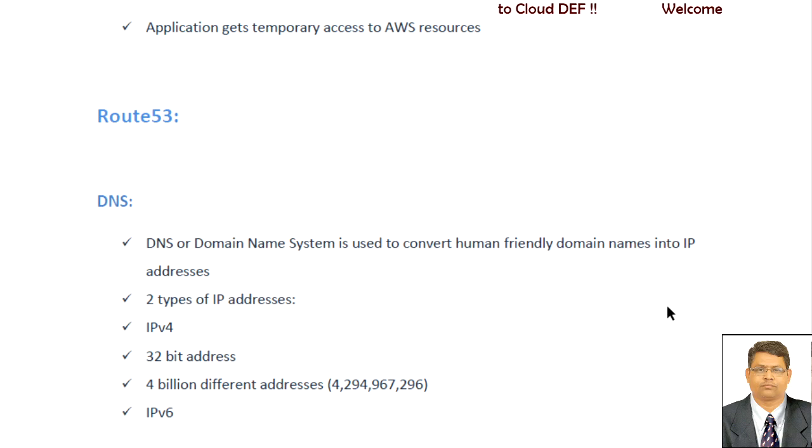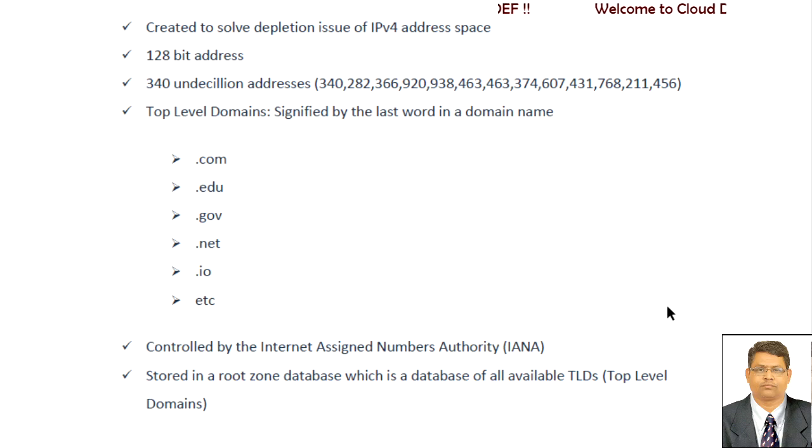Route 53. DNS. DNS or domain name system is used to convert human-friendly domain names into IP addresses. 2 types of IP addresses. IPv4. 32-bit address. 4 billion different addresses, 4,294,967,296. IPv6. Created to solve depletion issue of IPv4 address space.